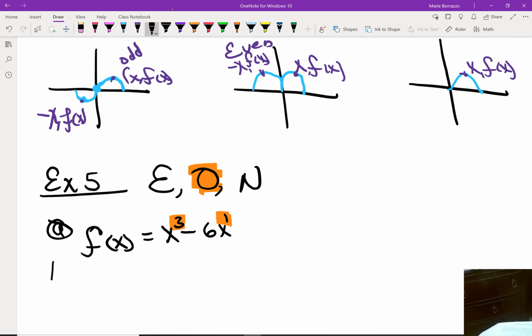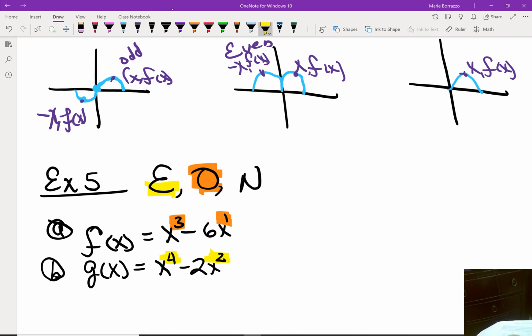In part B, if I give you g of x is equal to x to the fourth minus 2x squared, what do you notice about these exponents? They're both what? Even numbers. So guess what? This is an even one.